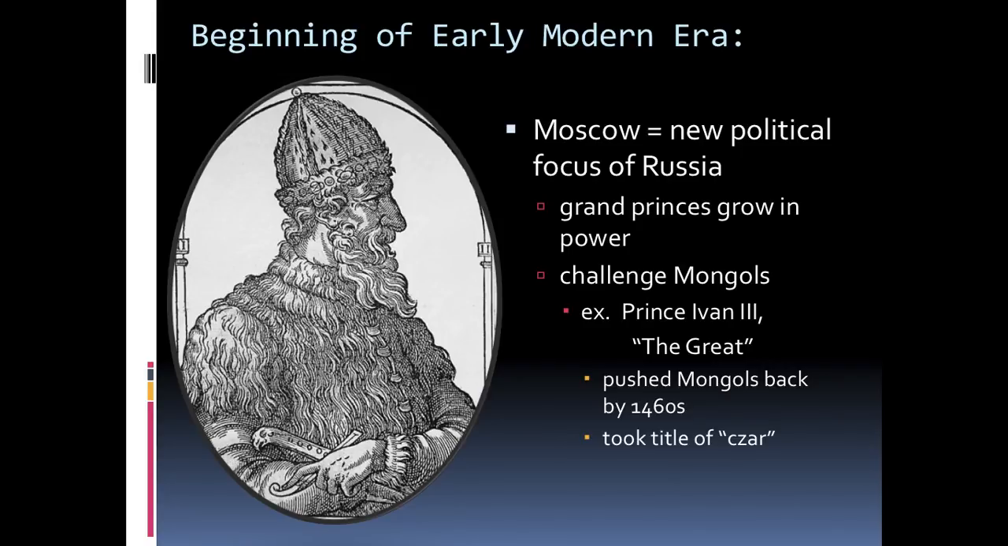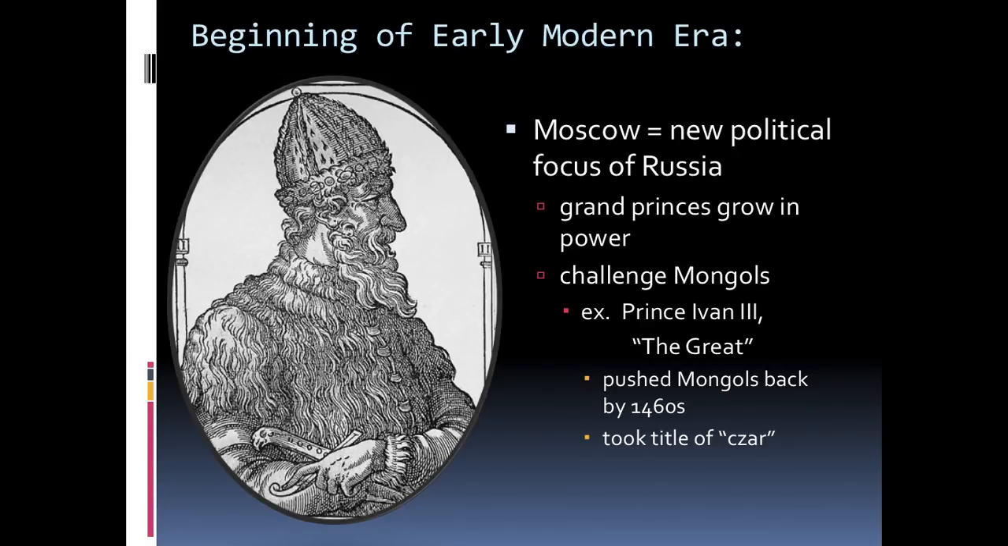There are princes there, and over time, by the late 1300s, early 1400s, we have some of these princes starting to challenge the Mongols, recognizing that they have overexpanded their power. They had loose control over Russia. So princes like Prince Ivan III, nicknamed the Great, Ivan the Great, makes major attempts at militarily pushing back the Mongols. And this is a constant work in progress through the 1400s.